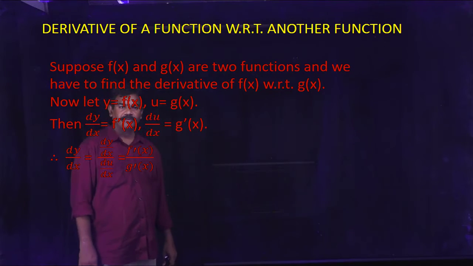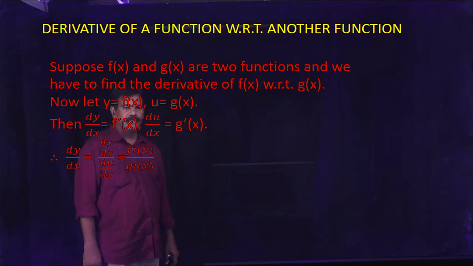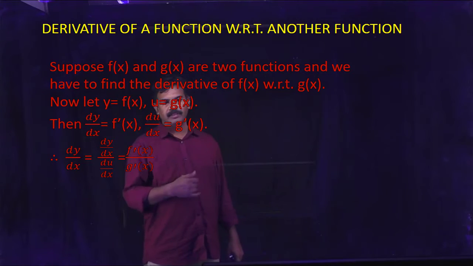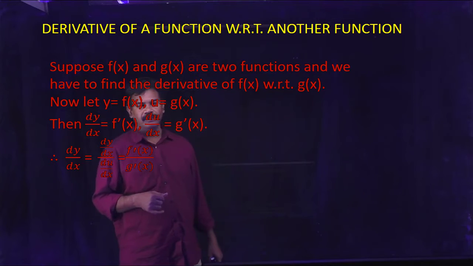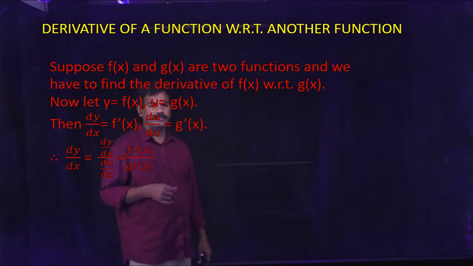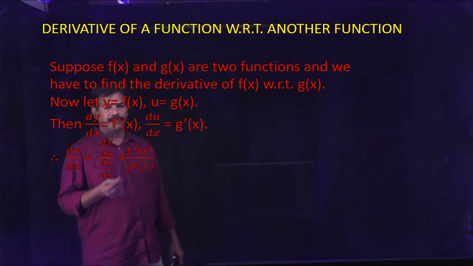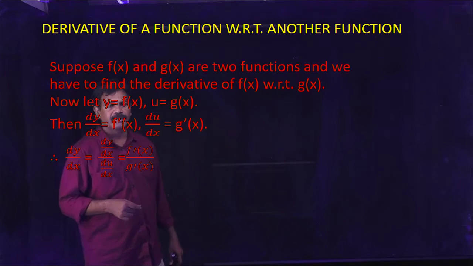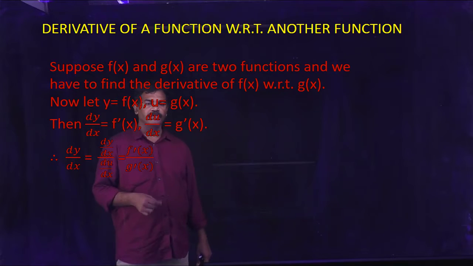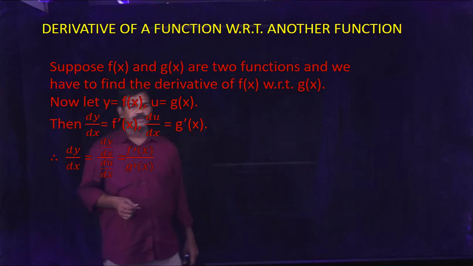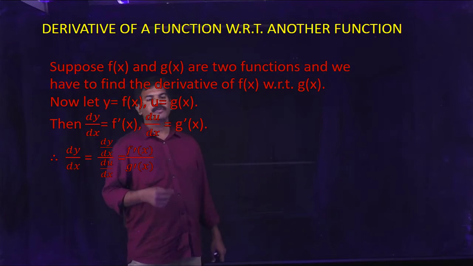That is, let y is equal to f of x and u is equal to g of x. For the derivative of these two functions, first y is equal to f of x, we get dy by dx is equal to f dash x, and second u is equal to g of x, for the derivative of this function also, we get du by dx is equal to g dash x. Then we find dy by du is equal to dy by dx divided by du by dx.